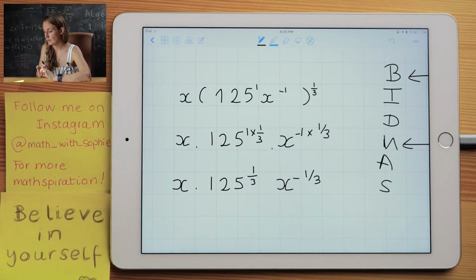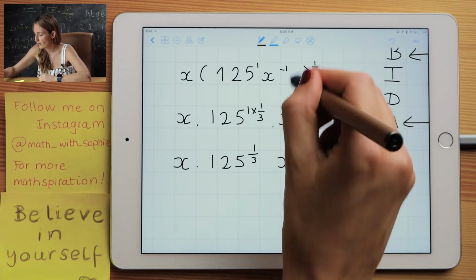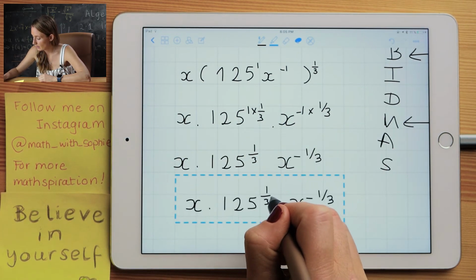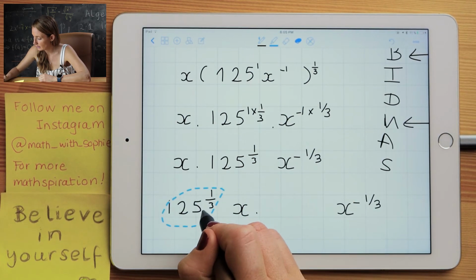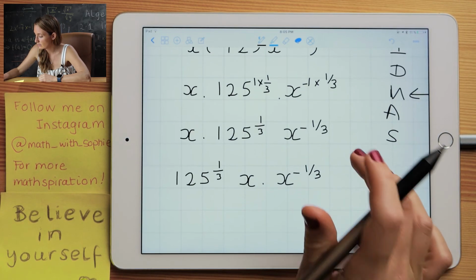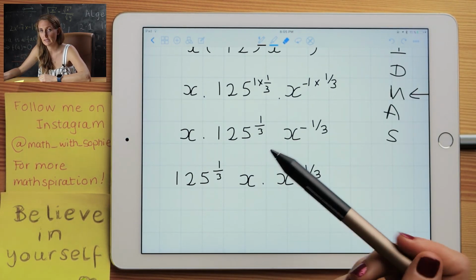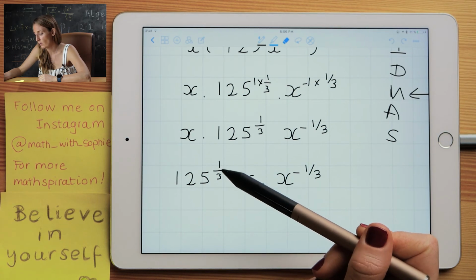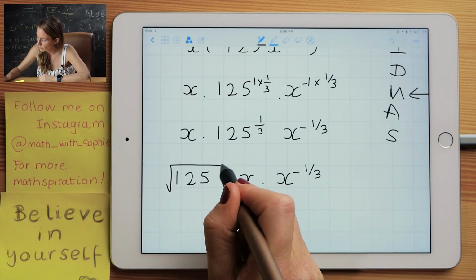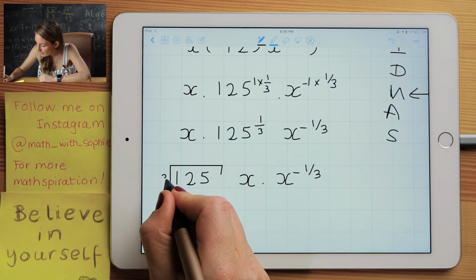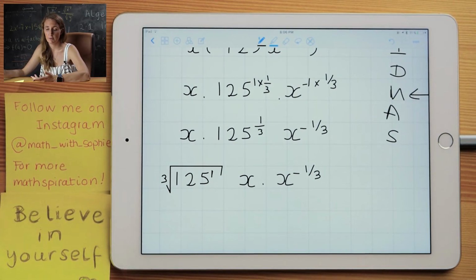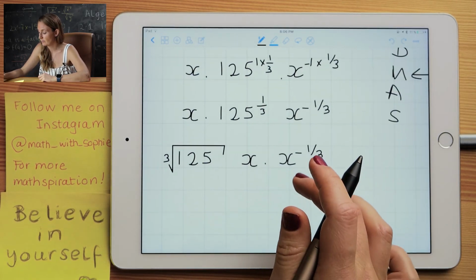Now we're going to have a little bit of tidying up to do. What I'm going to do first is organize this a little bit. I'm going to put my number in the front here, and I'm going to put my x's together afterwards. If you remember back to the beginning lessons, 125, that's the power, that's the root. So I'm going to rub that out and replace that with a root. I'm going to put that 3 here. I could have the 1 here, but 125 to the power of 1, it doesn't make any difference. So I'm going to leave it out.